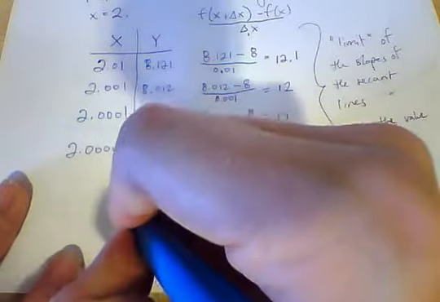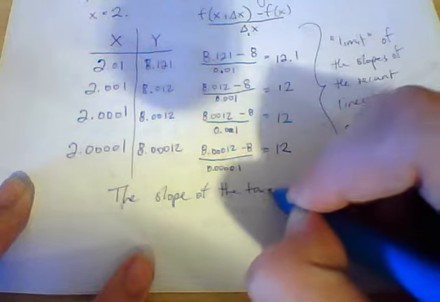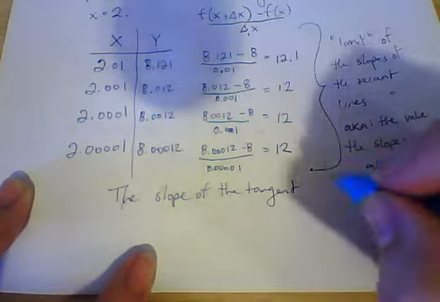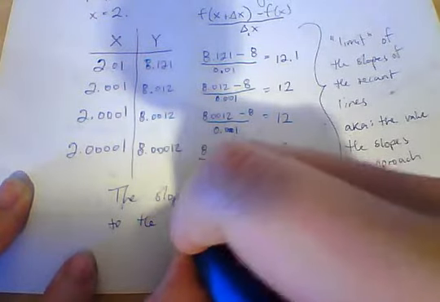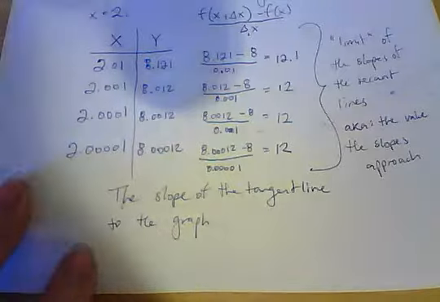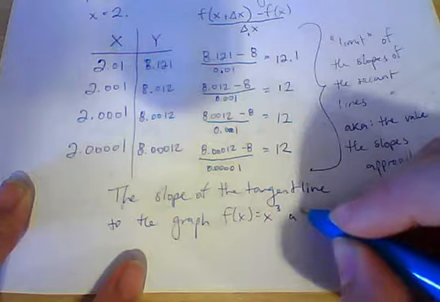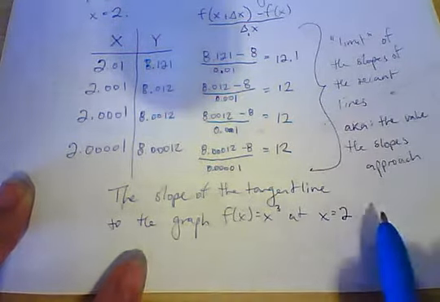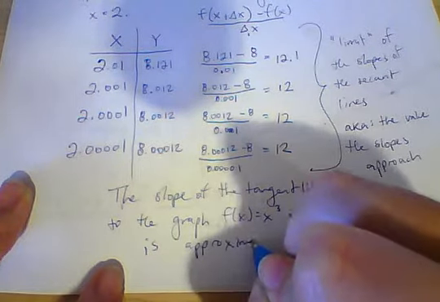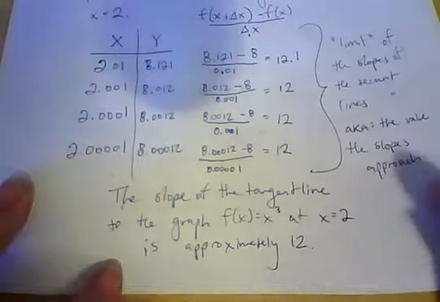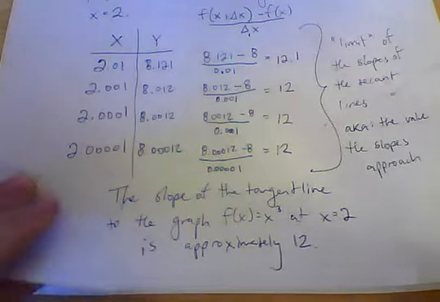We can say the slope of the tangent line to the graph f of x equals x cubed at x equals 2 is approximately 12. Okay, that's what we can do with calculus when it comes to curved data.